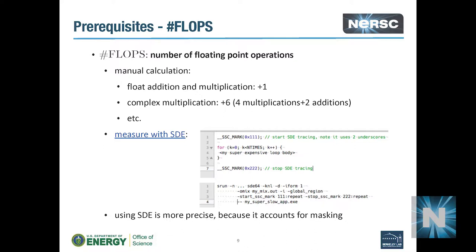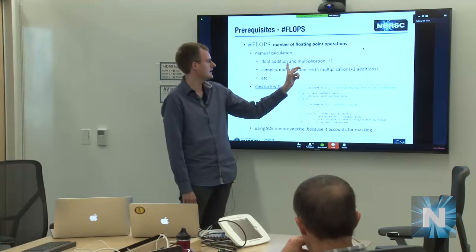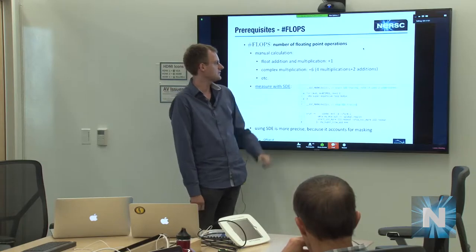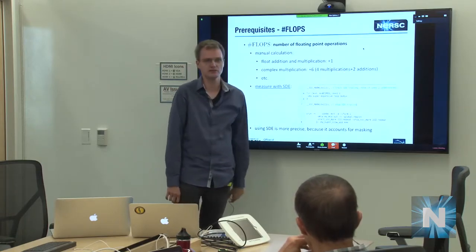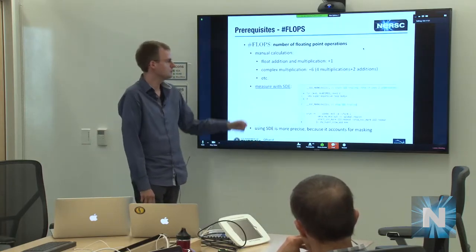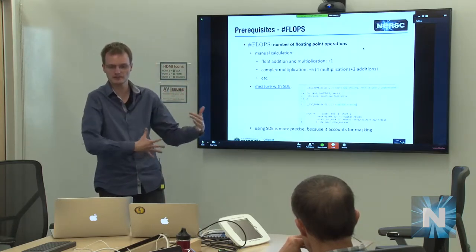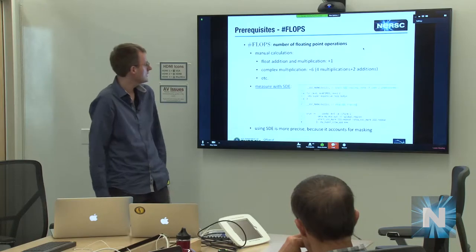You can either do that manually, which is a bit tedious, but it's nice to understand the order of magnitude, right? So for each float addition or multiplication, you count plus one. And for each complex multiplication, you have six, because you have four multiplications and two additions, okay? And then for loops, you multiply with the trip counts and so on. So that you can do, and then you get an approximate flop count for this kernel.